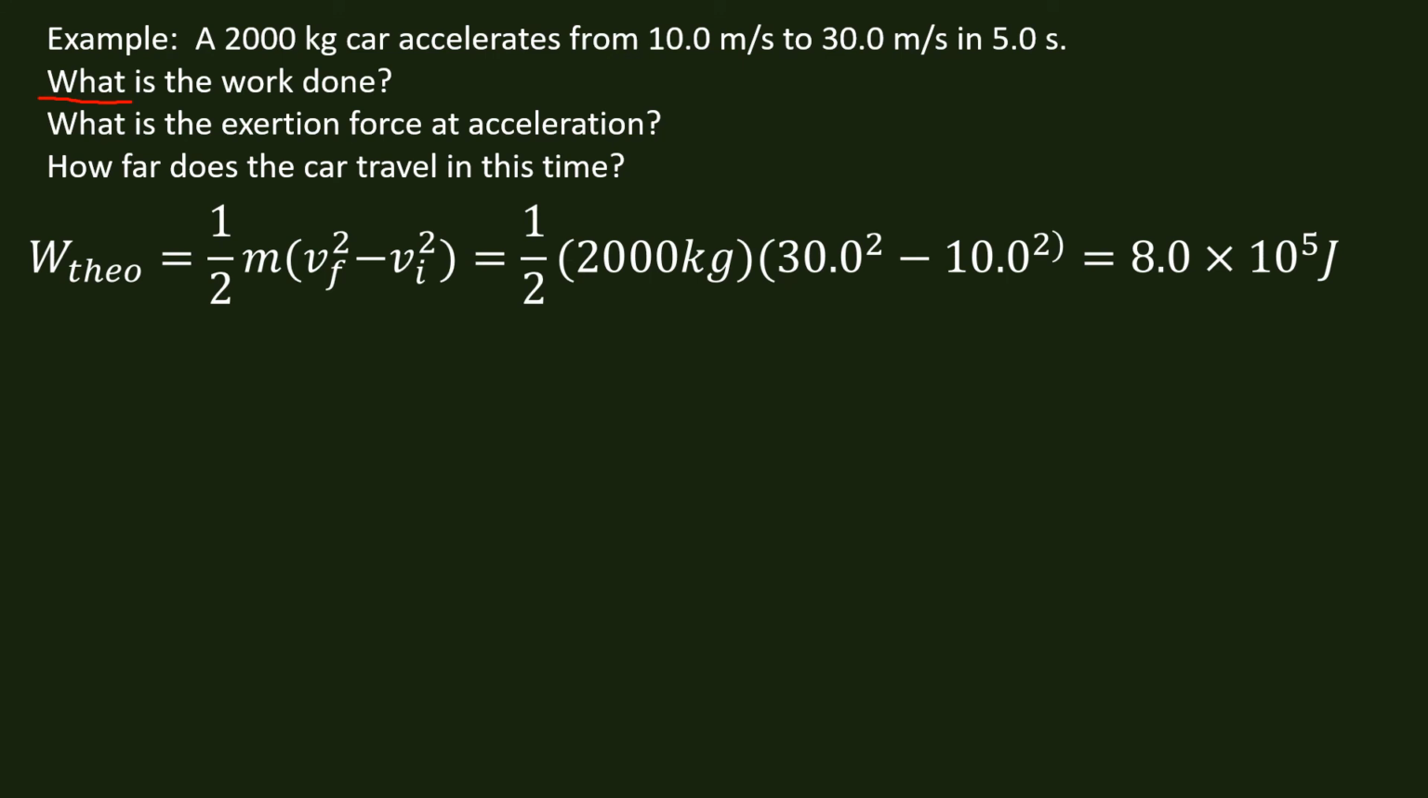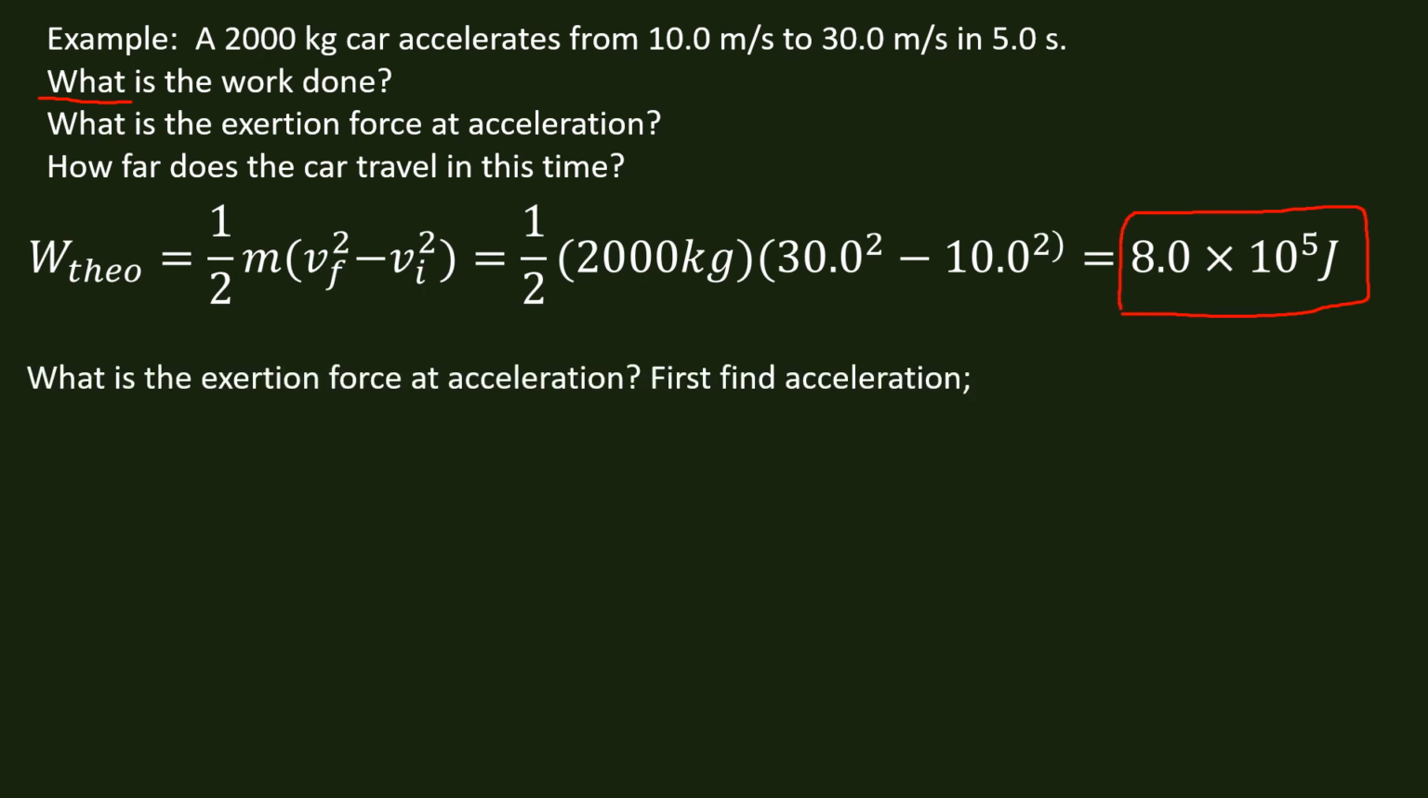Okay, so let's use our work energy theorem, and we just need to plug the numbers in. We have an acceleration from a velocity 1, or initial velocity, to a final velocity. We plug that in, we square them. We have a mass of 2,000 kilogram cars, and we get our answer of 8 times 10 to the 5th joules.